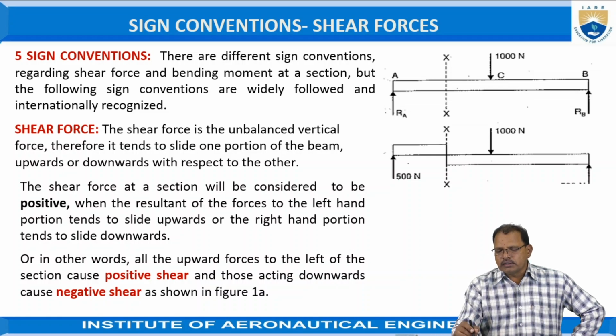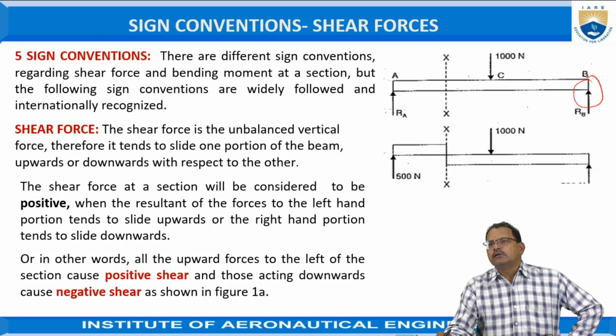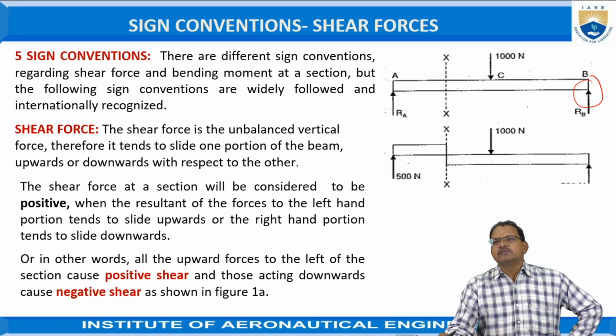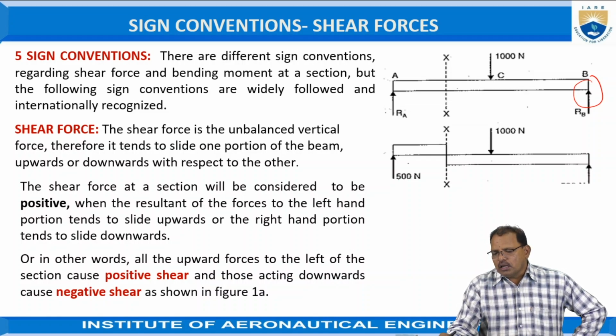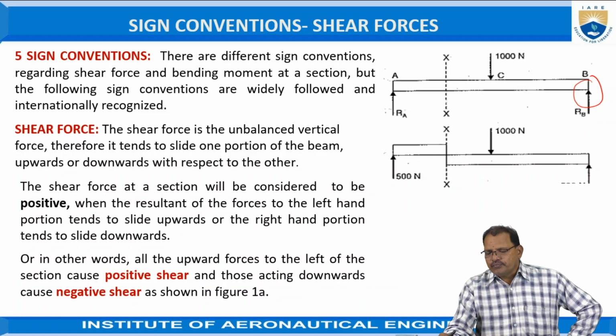Here, if you take this example now, the force at the B point is there. Because of this force at B, the portion of the beam always tries to move upward. In other words, the left hand side portion of the beam is in a lower position and the right hand portion of the beam is in an upward direction. Hence, this force is treated as a negative force now.